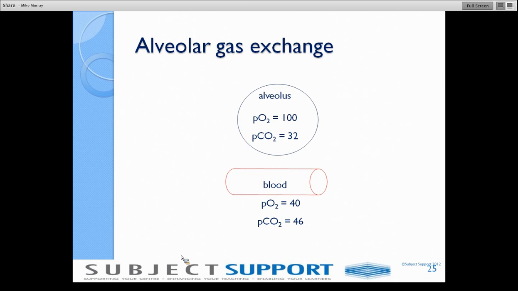Okay, so with an arrow going up and an arrow going down, please show on the left or right hand side which way the oxygen goes, and give me a reason why alongside it. Similarly, on the other side of this slide, which way does the carbon dioxide go and why?